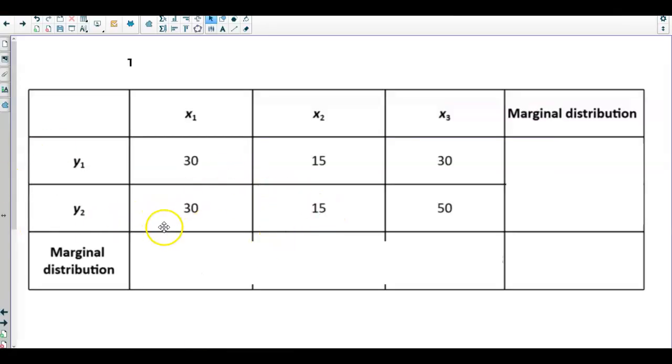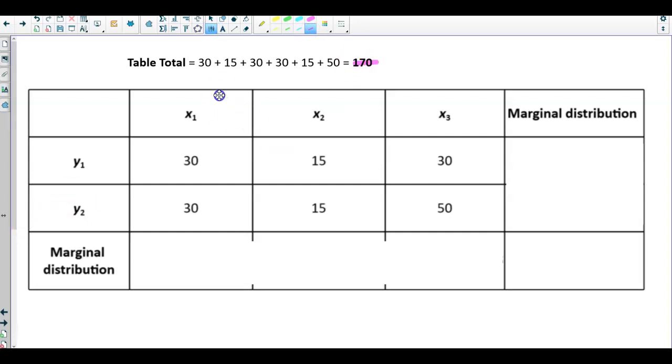Now when we want to find the relative marginal distribution, we first need to find the total of all the values in our table. So we need to add up 30 plus 15 plus 30 plus 30 plus 15 plus 50. When we add that, the table total is going to give us a total of 170.